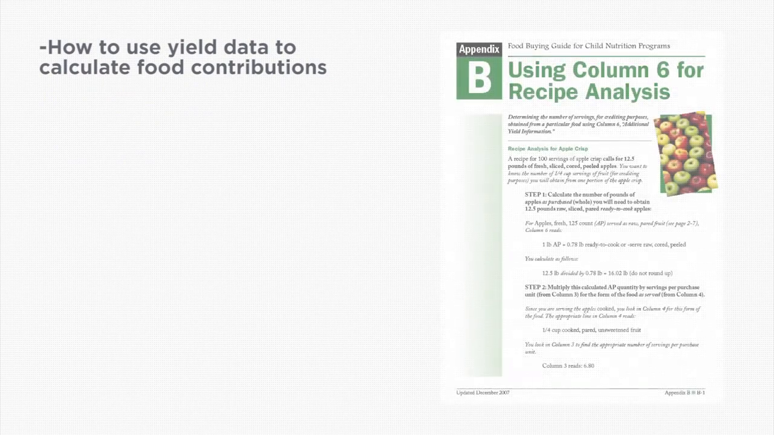In Appendix B, using column 6 for recipe analysis shows how to use yield data to calculate the food contributions of recipe ingredients for the components in the meal patterns. In a moment, we will go more in depth into the column layout.